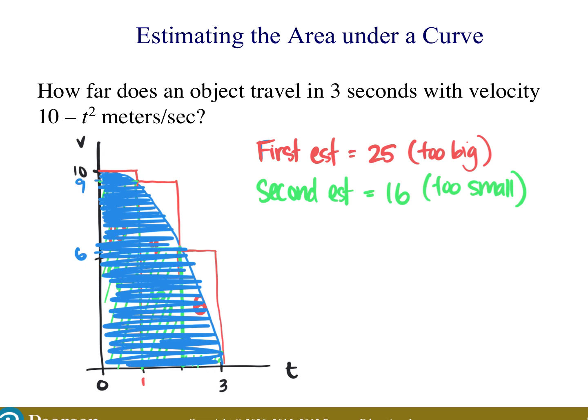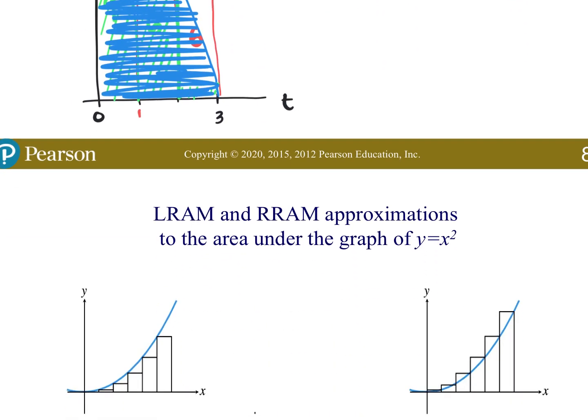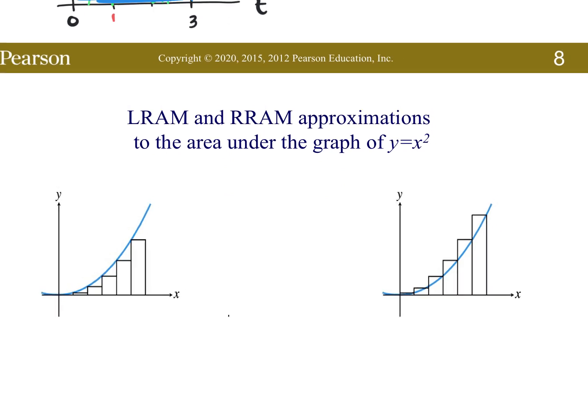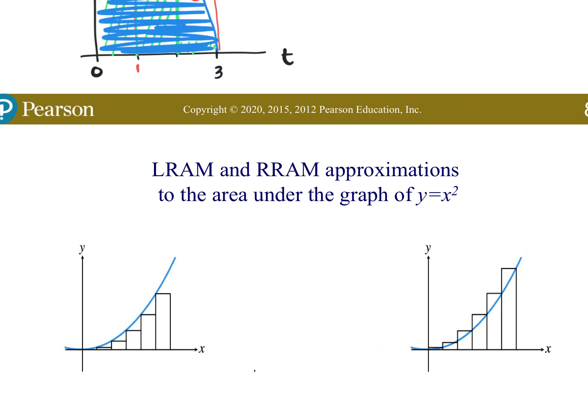Like, well, shoot, why stop? Let's make 10 rectangles. We just keep making more and more rectangles. All right, so this is the idea. What you are doing is called the rectangular approximation method. So LRAM and RRAM. RAM, which is the program you have in your calculator, is called the rectangular approximation method.